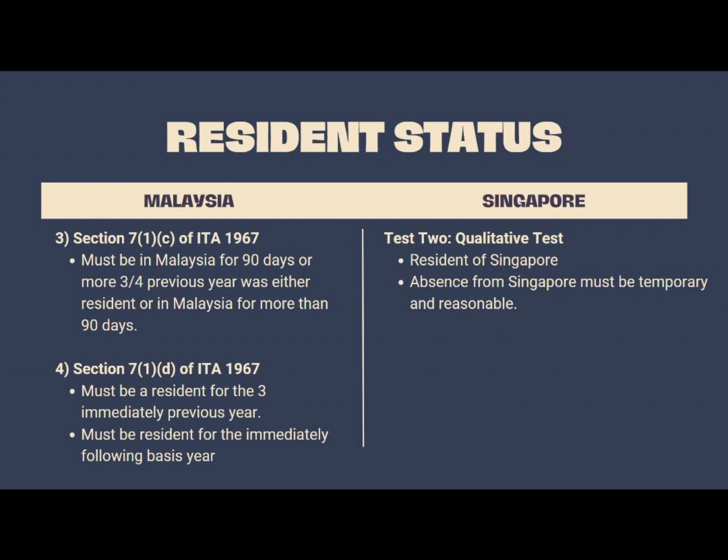The third circumstance by which an individual is deemed to be a resident in Malaysia is Section 71C. State that must be in Malaysia for 90 days or more. 3 over 4 previous year was either resident or in Malaysia for more than 90 days. And the fourth circumstance is Section 71D. It states that must be a resident for the 3 immediate previous year or must be resident for the immediate previous basis year. While in Singapore, the second test is qualitative test. It states that a person must be resident of Singapore or his absence from Singapore must be temporary and reasonable.